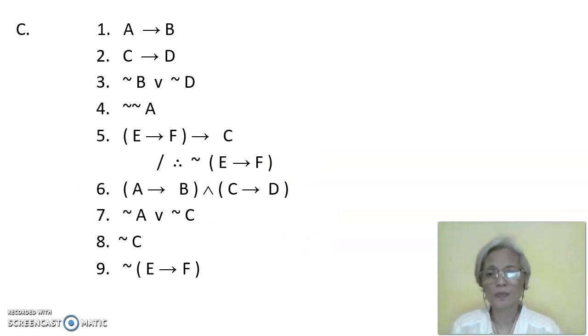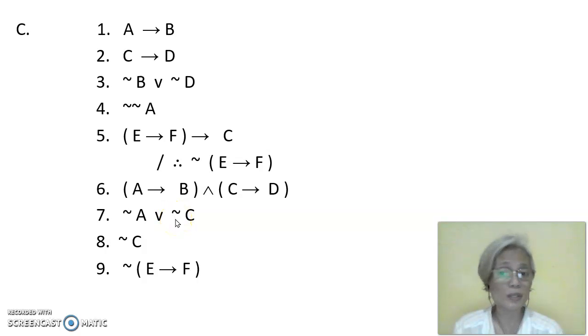Letter C. So we have statement A implies B. Second, C implies D. The third statement is not B or not D. Not A. A implies F, implies C, and therefore we have the conclusion not E implies F. Number 6 obviously is a conjunction of premises 1 and 2. So we just combine premises 1 and 2, so we get statement number 6.